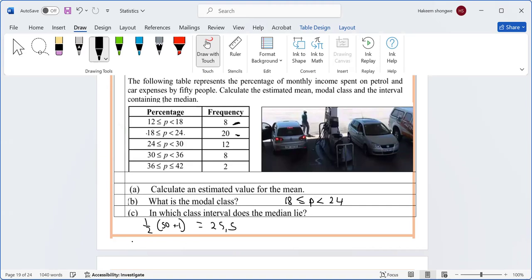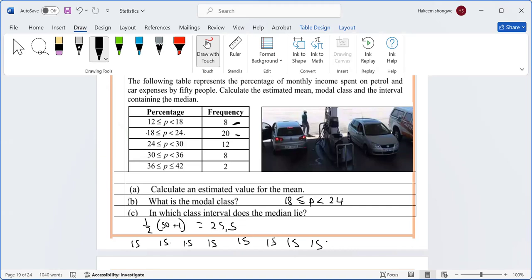So if you were to write this data out, basically it's like this. You have 15, 15, 15, and so on. How many times do you have 15? You have 15 8 times. And after that, how many times do you have the other one, 21? You have 21 20 times.